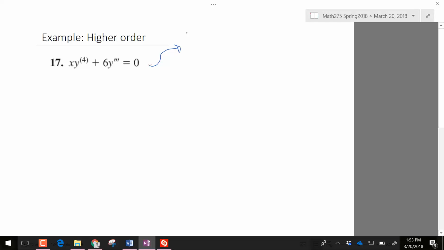So this time you can't just memorize the auxiliary equation that we came up with, because that's only for second order, and this is a fourth order.